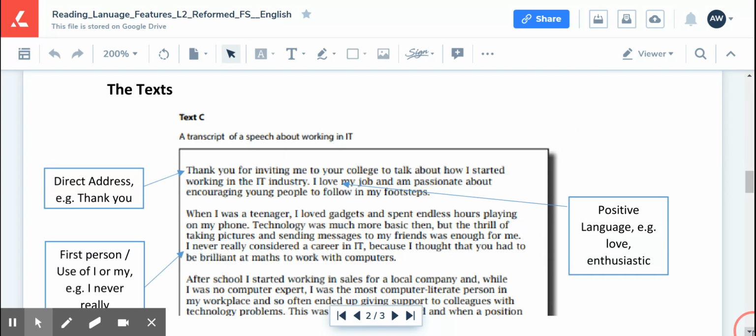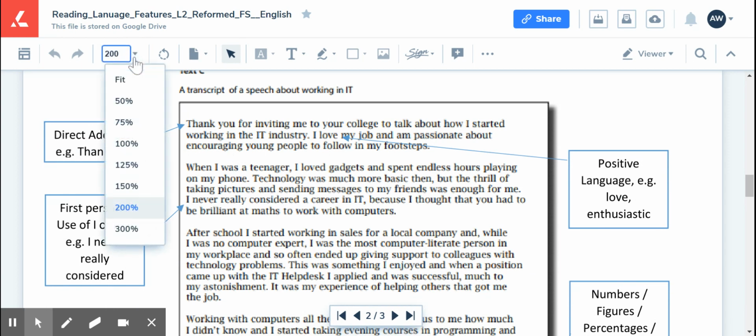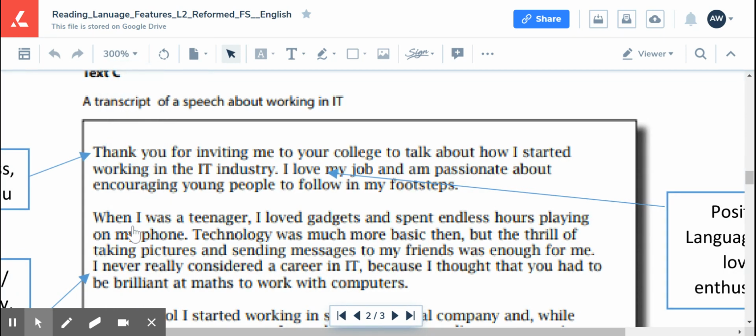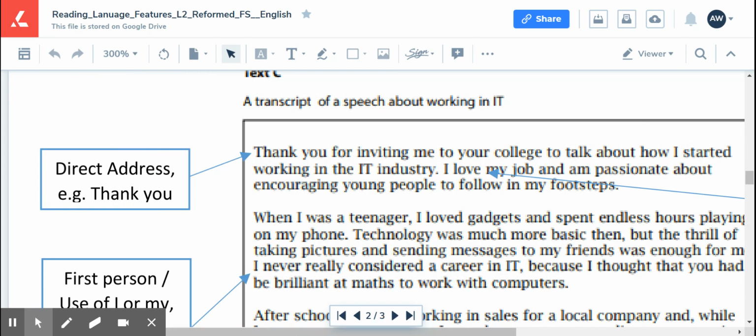Okay, we're going to have a look at an example text now. I'll just enlarge this for you. So this is an example of something you might get in your reading exam. It's a transcript of a speech about working in IT. You can see all the different language features are labelled here.